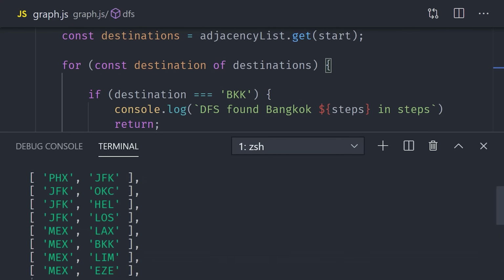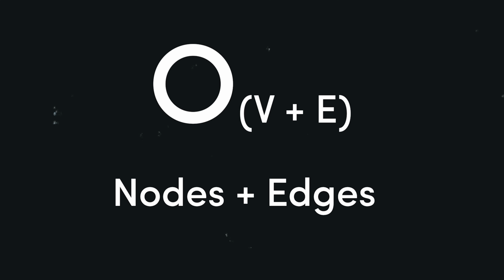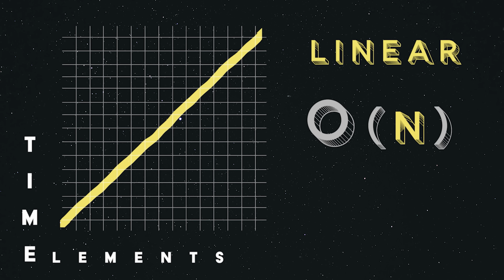But the interviewer has one last question. What is the time complexity of the algorithm that you just implemented, as expressed in big O notation? For both breadth-first and depth-first search, big O is expressed as V plus E, which is the total number of nodes or vertices plus the number of edges. Or in other words, the time performance of the algorithm will scale linearly based on the number of nodes and edges that are added to the graph.